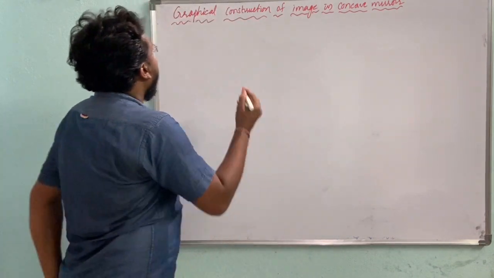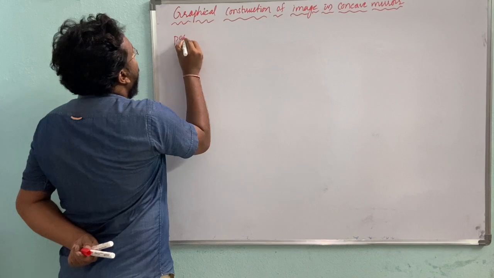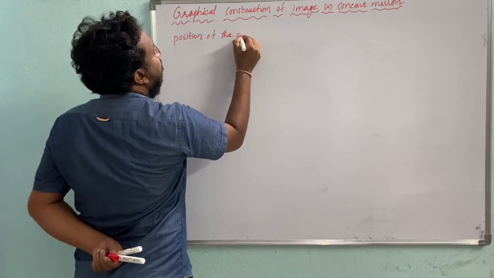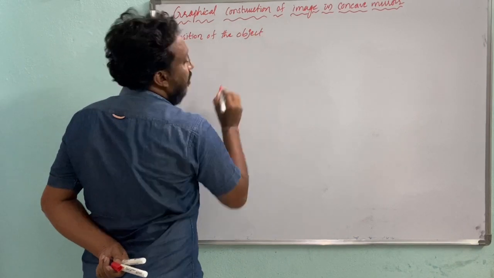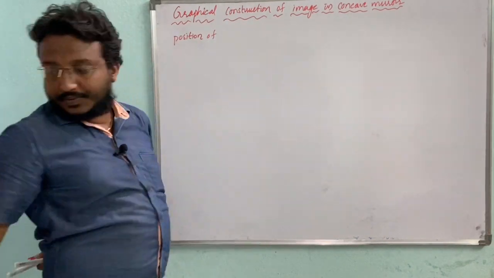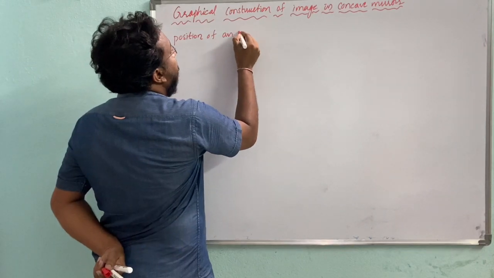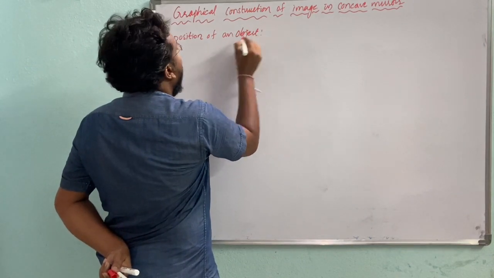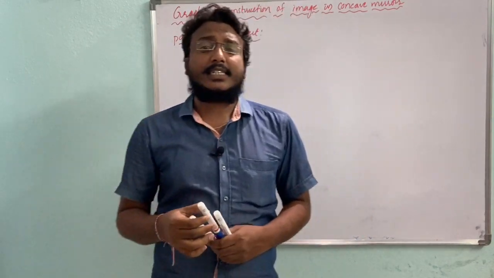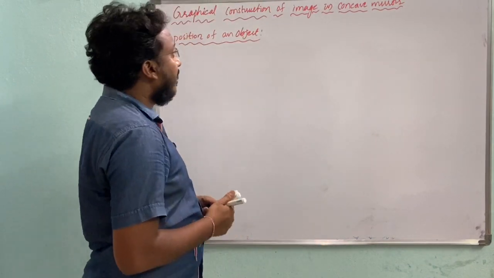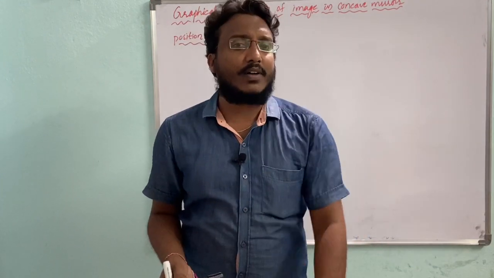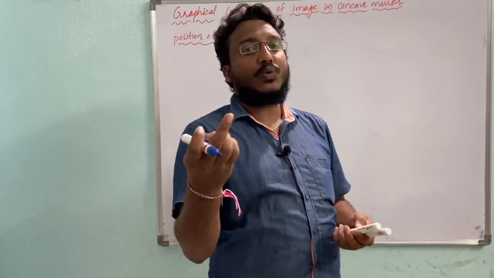Okay, right. Then first, position of the object, or simply we can take position of an object. Then the object is at infinity, right? Then if the object is at infinity, we get two types of situations.